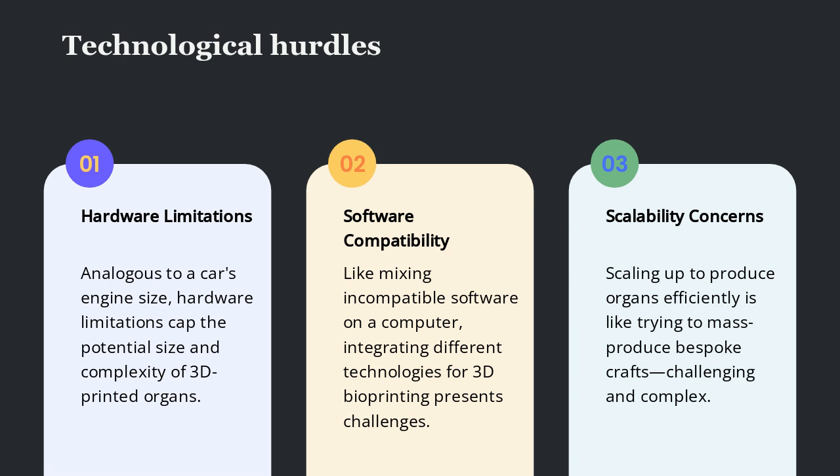Just like a car's engine size sets limits on the complexity of 3D printed organs, hardware constraints play a crucial role in bioprinting scalability. Integrating different technologies for 3D bioprinting is akin to running incompatible software on a computer, a challenge that demands careful navigation. Scaling up production of organs efficiently mirrors the complexities of mass-producing bespoke crafts. Cybersecurity in organ bioprinting is as vital as safeguarding personal information online.